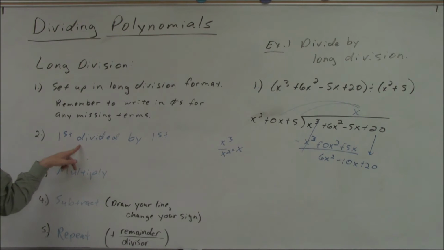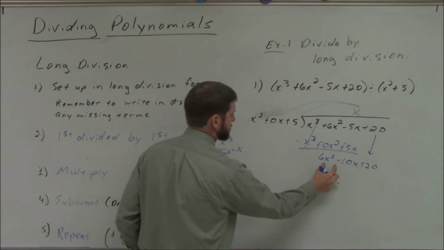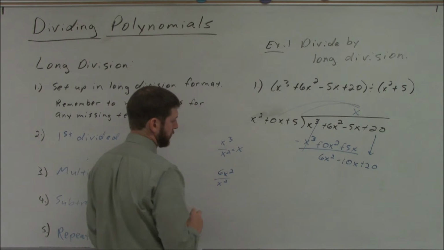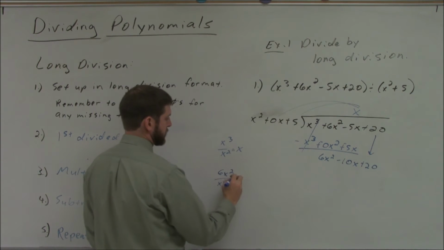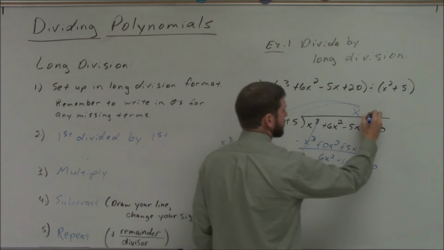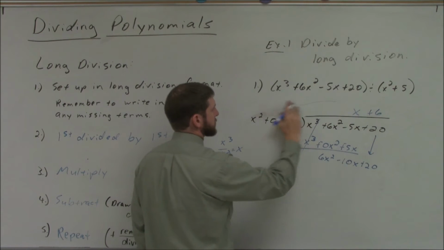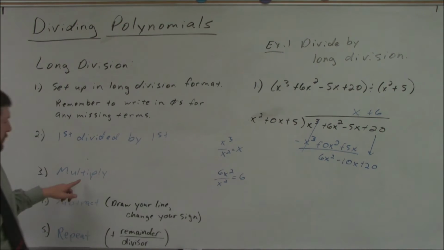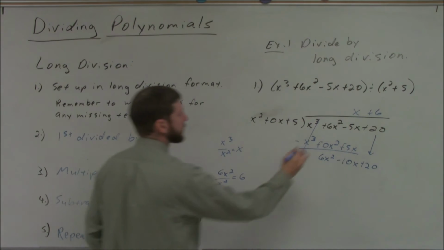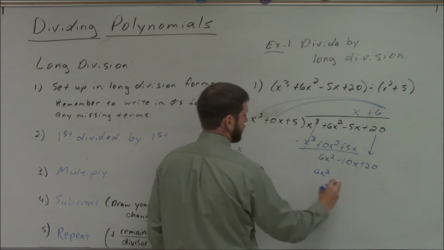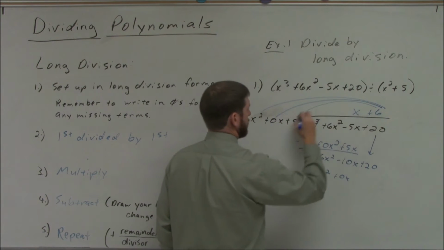Move back to the top. First divided by first. So 6x squared divided by 1x squared. First divided by first gives me 6. Let's put that up top. Then we multiply by that 6. That's the next step, multiply by it. So 6x squared, 0x, plus 30.